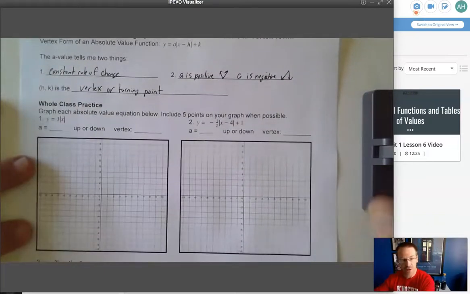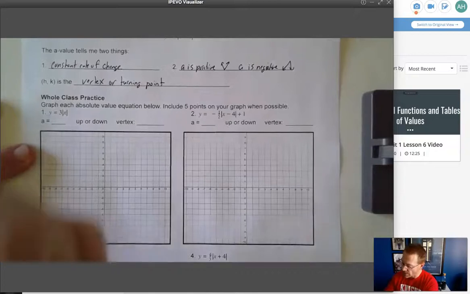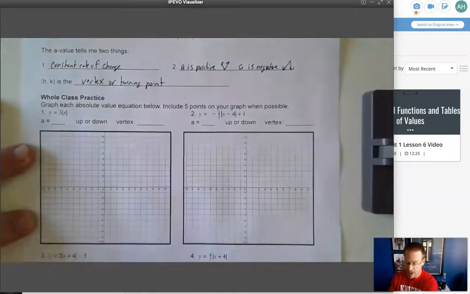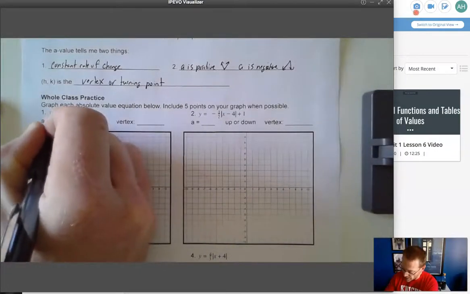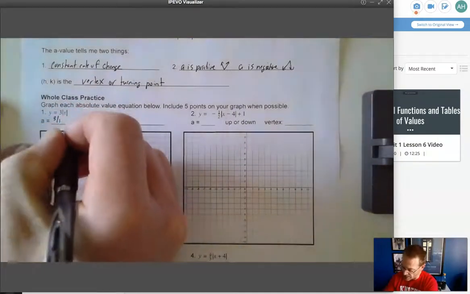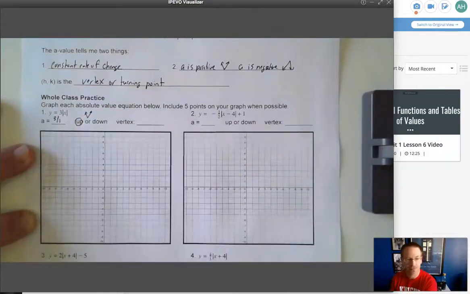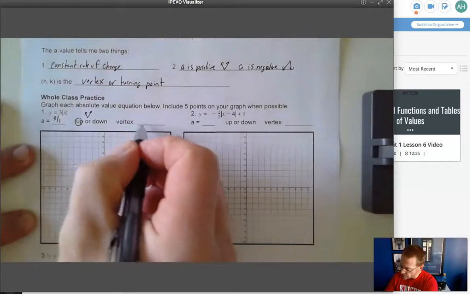All right, so let's go through a few examples. Let me move my camera a little bit, move my paper here. So if we look at number one, notice our A value is 3, and we know from our work with lines that we just put that over 1, and we have a whole number. It's a positive A value, so we know it's going to open up, so we're going to have a graph that looks like this.